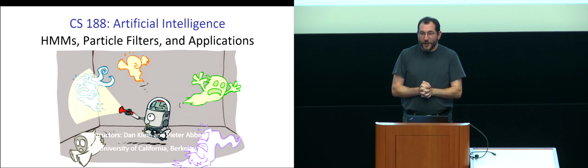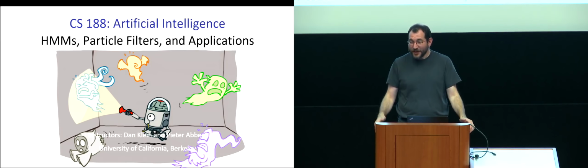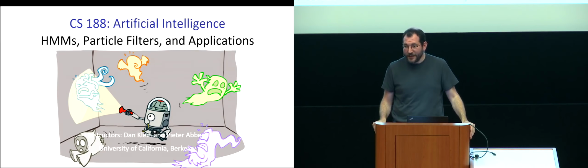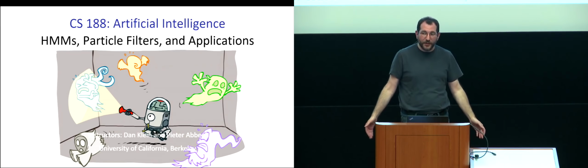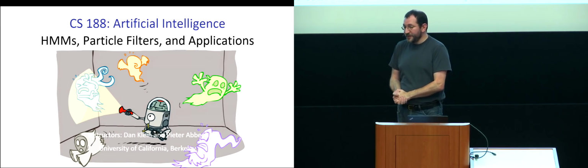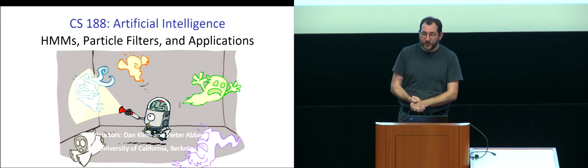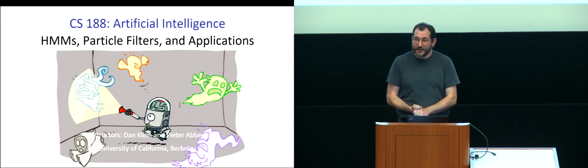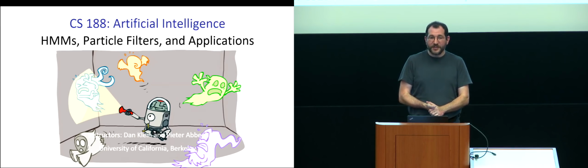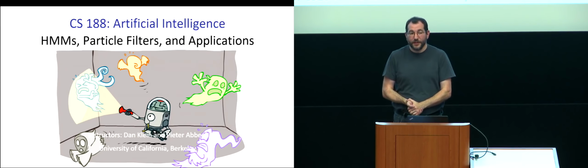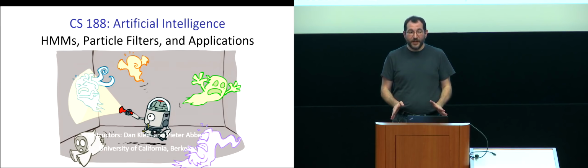All right, everybody. Today we are going to continue talking about hidden Markov models, and in particular, we're going to extend what you saw last time about inference in hidden Markov models to a sampling-based technique called particle filtering, and we'll also see some applications of these methods. We'll see even more applications towards the end.